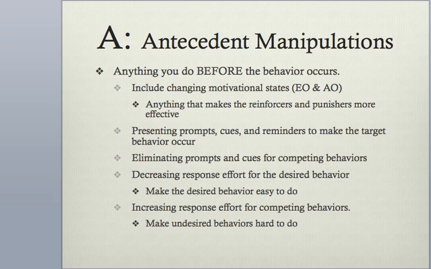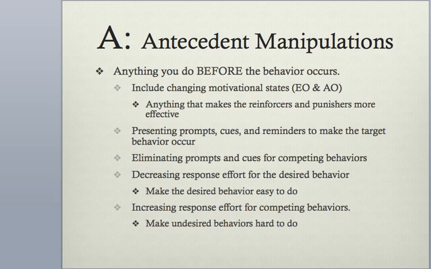You can also eliminate prompts or cues for competing behaviors. This is like throwing the box of cookies away, or putting the dessert in the back of the refrigerator rather than the front of the refrigerator. So that when you open the door, you don't see the impulsive alternative first. So you can create new prompts and new cues and new reminders. You can also decrease the prompts and cues for behavior you're trying to eliminate. Both of these have the tendency to make the desired behavior easy to do. It's easier to choose your target behavior rather than to engage in other things.